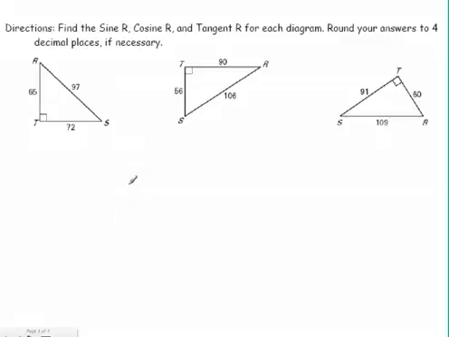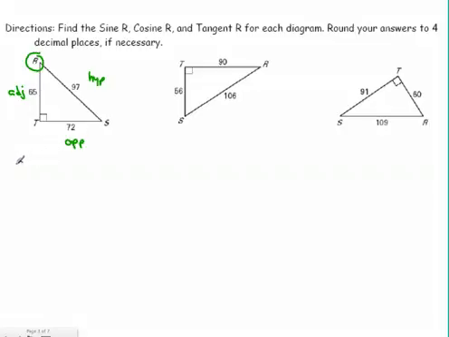It says find the sine of r, the cosine of r, and the tangent of r in each diagram. Round your answers to 4 decimal places if necessary. So really we're just focusing on r, so I'll go ahead and identify those. The side across from your right angle is going to be your hypotenuse. The side opposite your angle is going to be the opposite. And the side next to you is going to be the adjacent side.